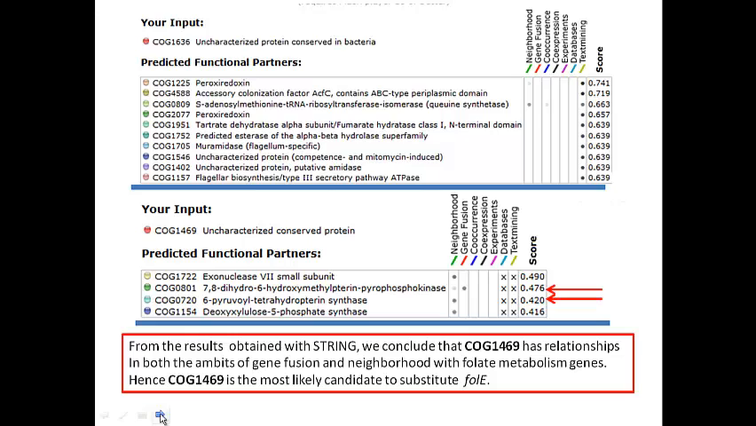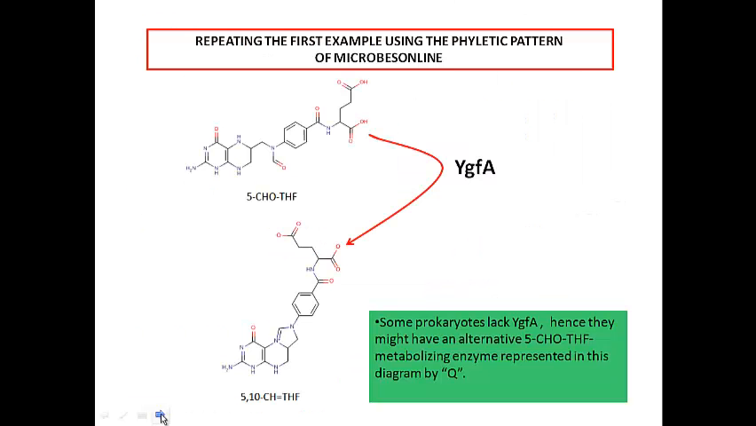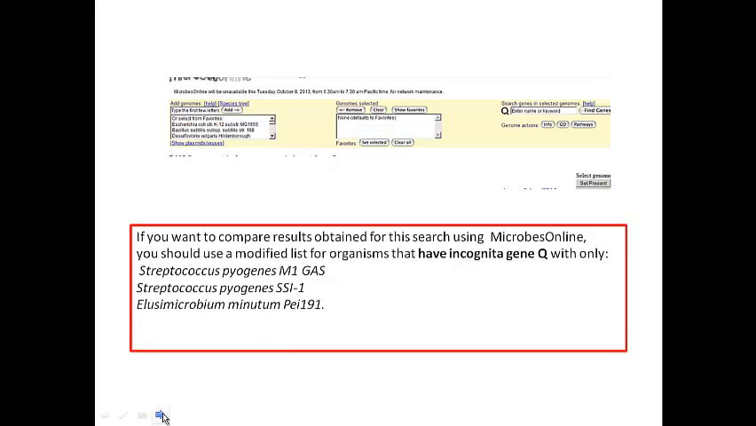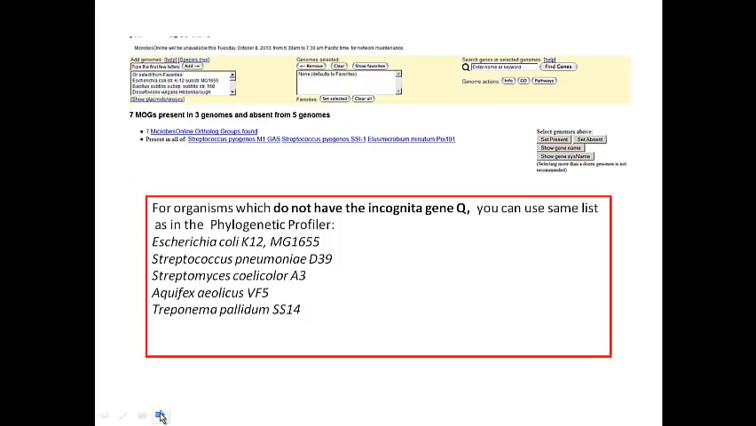As a training exercise, you might want to use the Microsoft Online platform to search for the gene that substitutes YGFA. As we mentioned before, different platforms have different gene databanks. So in this case, you should modify the list of the organisms having the incognita gene Q using only Streptococcus pyogenes M1 gas, Streptococcus pyogenes SS1, and Elusomicrobium minutum P191. You can use the same list for the organisms which have YGFA and do not have the incognita gene Q.